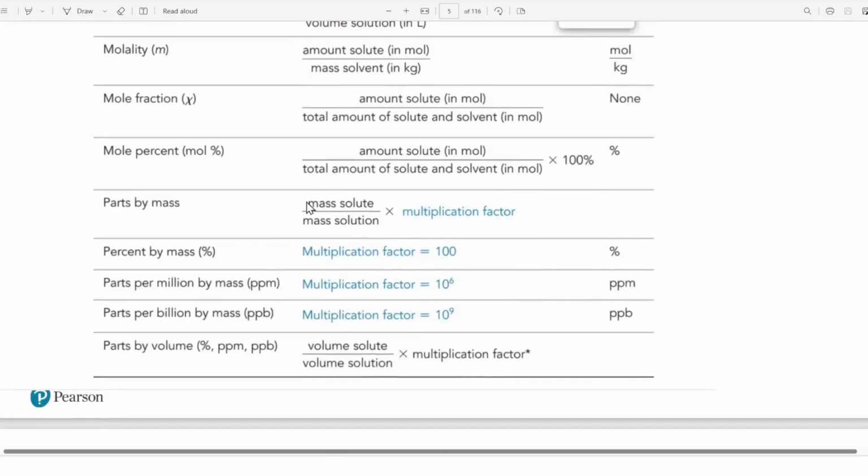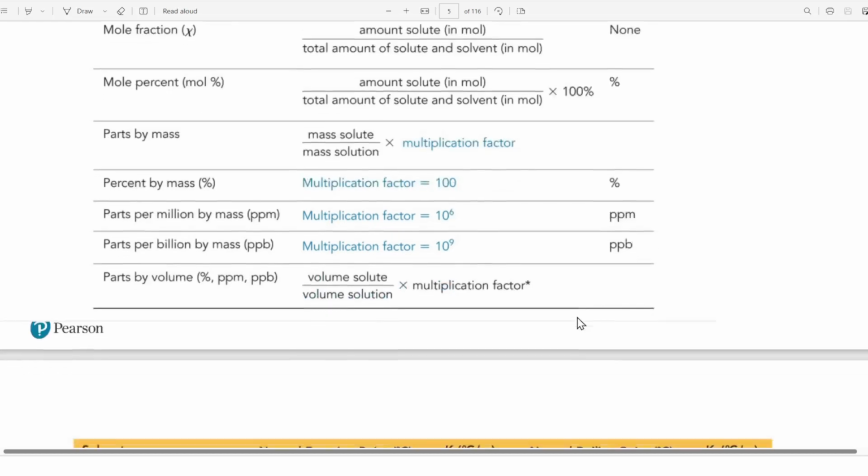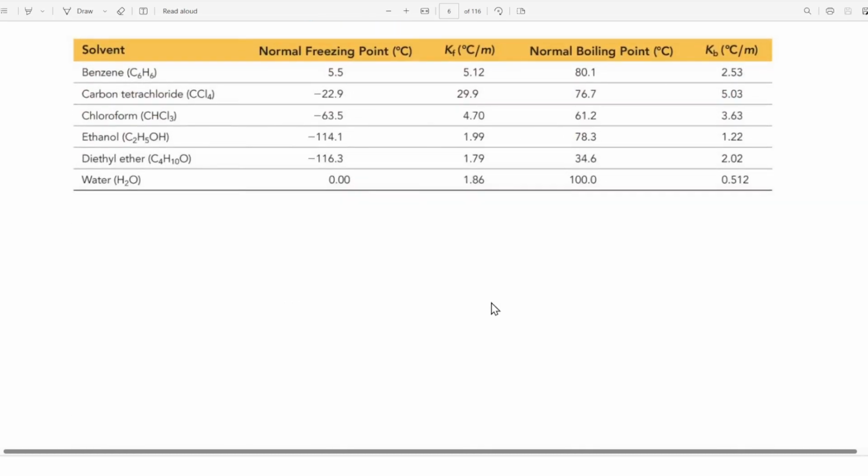Next, we have parts by mass, which is going to be mass of solute over solution times a multiplication factor. We have percent, parts per million, and parts per billion. Next, we'll see some different constants for different substances, which are solvents. We have the freezing point depression and boiling point elevation constants for some different substances, which we'll use at the end of the chapter.